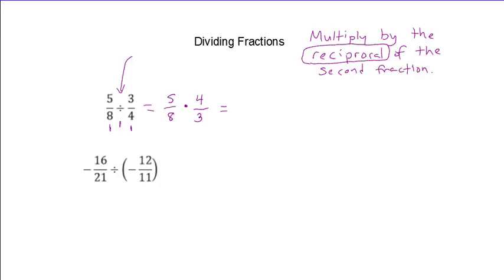I'm now ready to multiply, and if you remember from the previous video, I like to reduce first because I like to have the smallest numbers possible. So I notice that 4 goes into 4 one time, 4 goes into 8 two times, and there's nothing else to reduce, so here goes. In the numerator, I've got 5 times 1, which is 5. In the denominator, I have 2 times 3, which is 6. That problem is done.